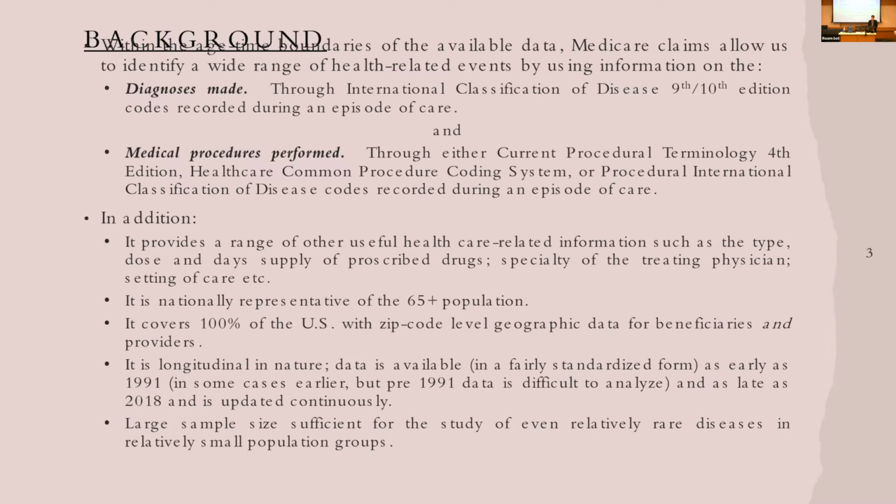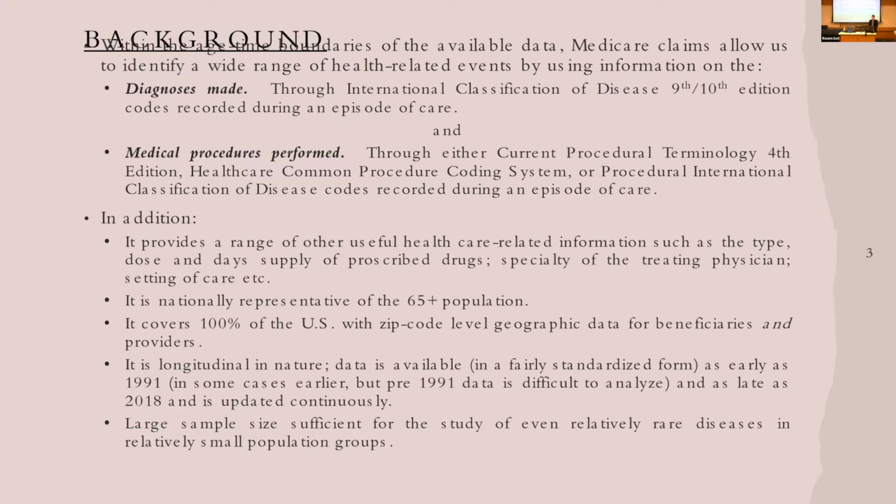Funny thing is, current procedural terminology and healthcare common procedure coding system codes are in the exact same field. So if you're new to Medicare analysis and you're trying to find two different fields, you're not going to find them. They're in the exact same place. They're also 5-digit codes and they don't overlap with each other, so it's hard to make a mistake.